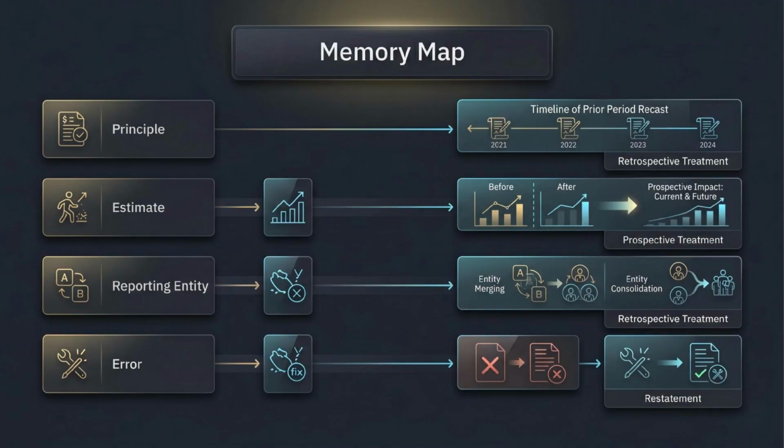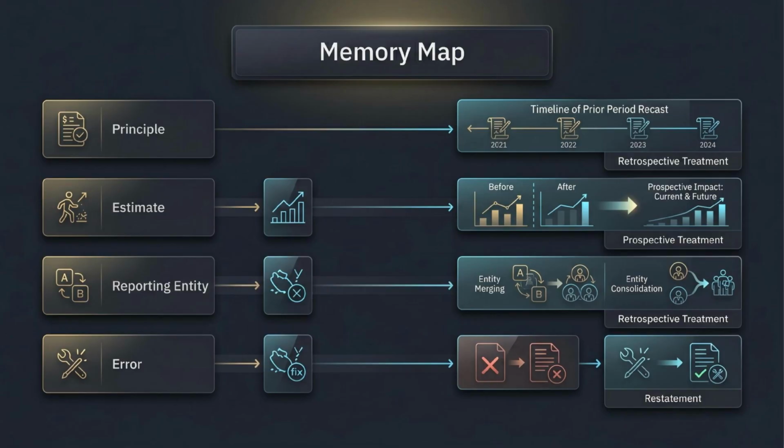Here is the memory map for the whole topic. First, name the change. Second, apply the treatment. Principal change, retrospective application. Estimate change, prospective treatment. Reporting entity change, retrospective application. Error correction, restatement if the error is material.